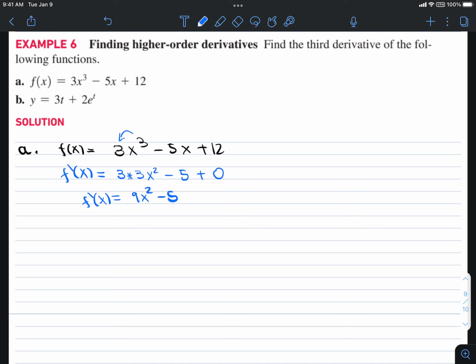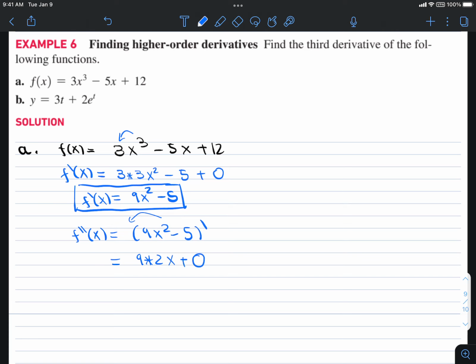Okay? So note that this had degree 3 and now, derived once, it decreased to degree 2. So that's the first derivative. The second derivative will be found when I derive this again. So I'll do f double prime of x, that will be the derivative of this. So bring the 2 down now. So 9 times 2x minus 0, right? Because the derivative of minus 5 is just 0, it's a constant.